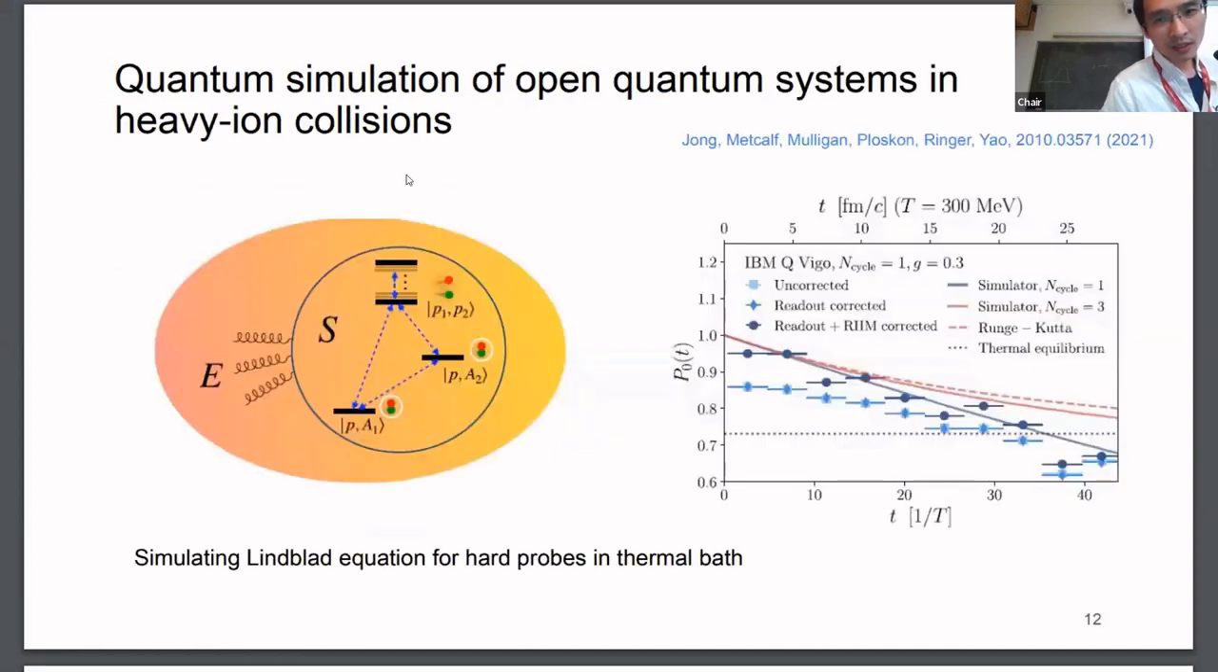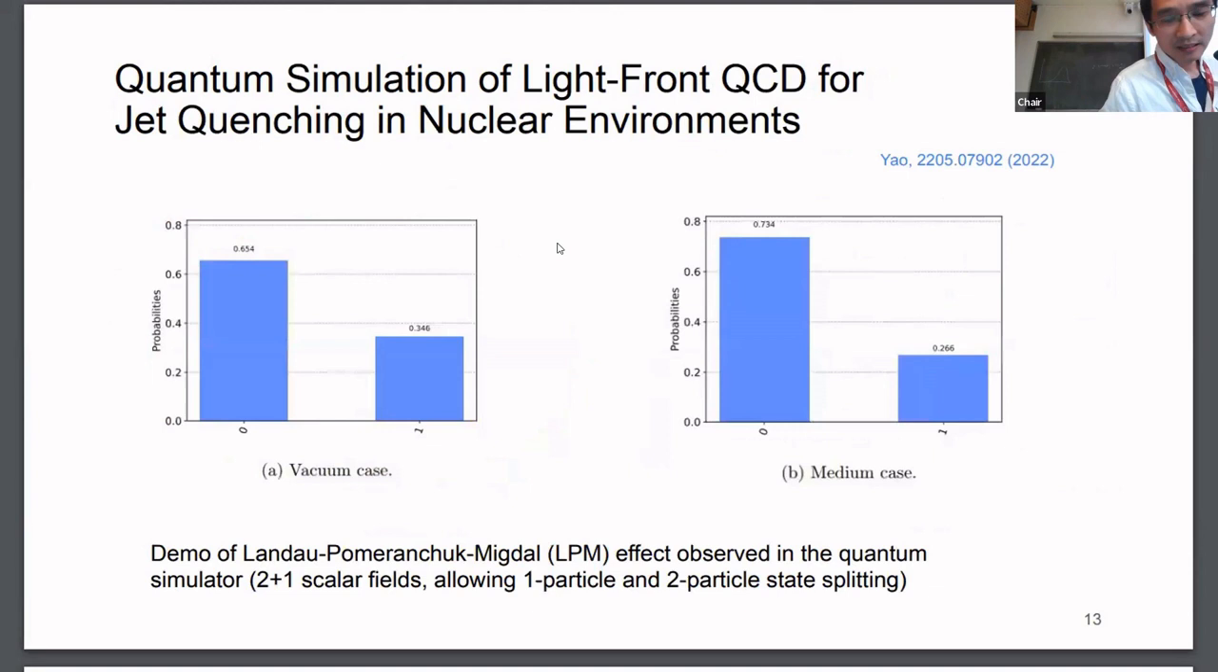And this work is very interesting. It's the quantum simulation of open quantum systems in heavy ion collisions, and it's able to simulate the Lindblad equation for hard probes in thermal baths. And also, there's one week or two weeks ago, a quantum simulation of jet quenching in a nuclear environment. This is a toy model demonstrating the LPM effect by including state splitting.